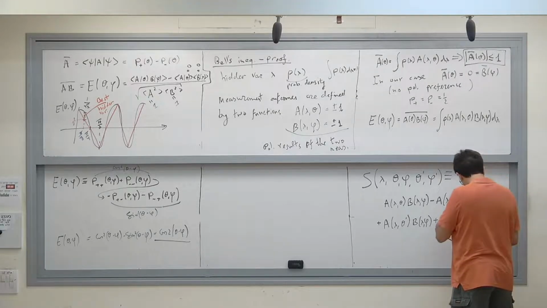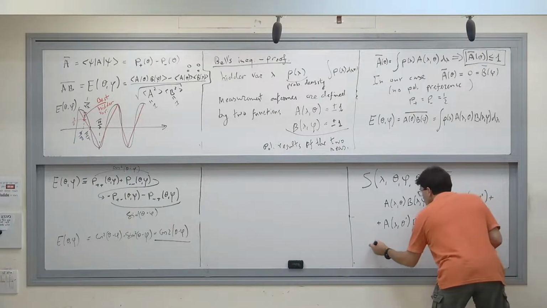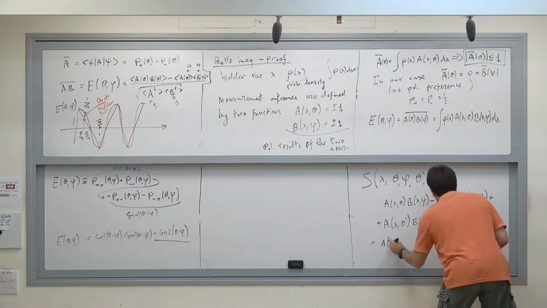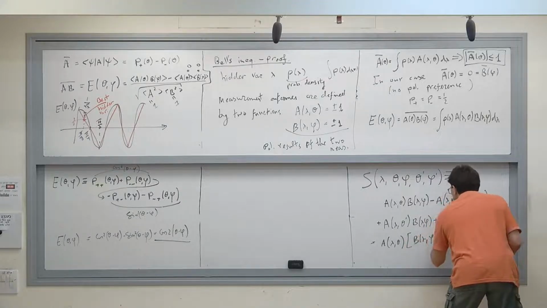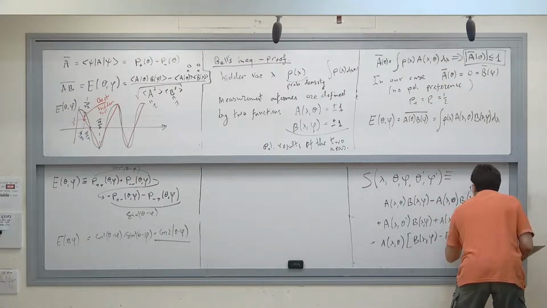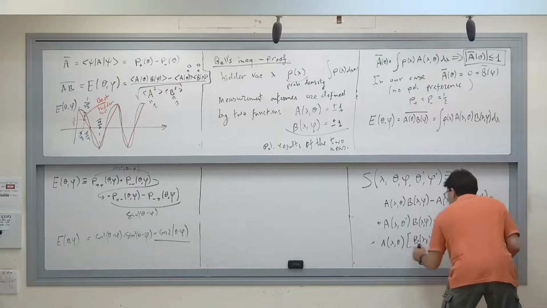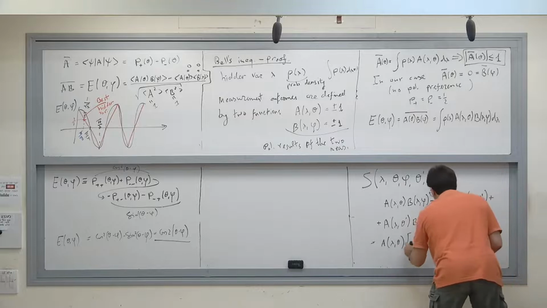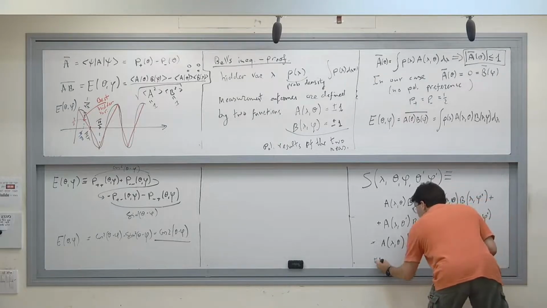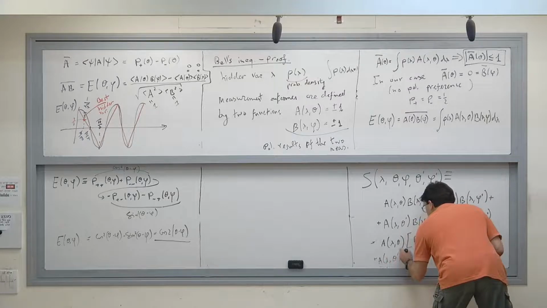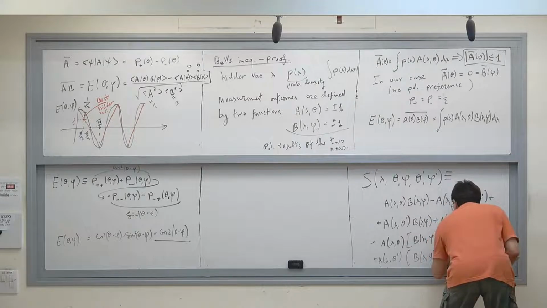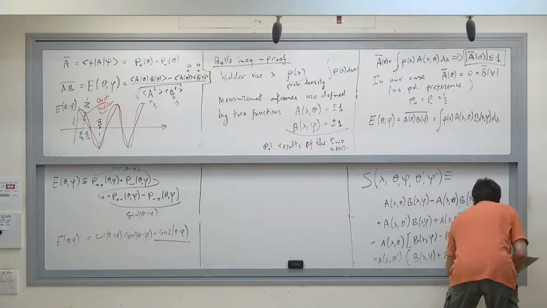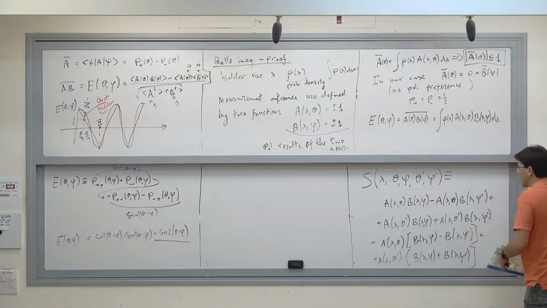Or I can define it as follows. This equals A of lambda and theta times B of lambda and phi minus B of lambda and phi prime, plus A of lambda and theta prime times the same thing, plus. I never understand why one of them is with minus and the other is. You'll see in a second.